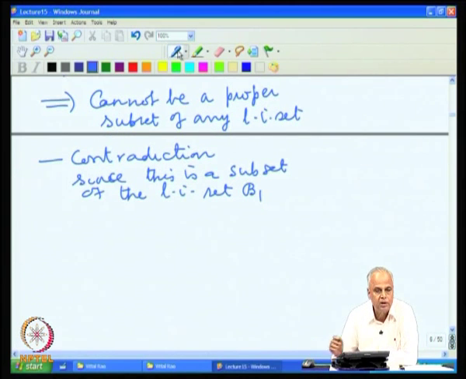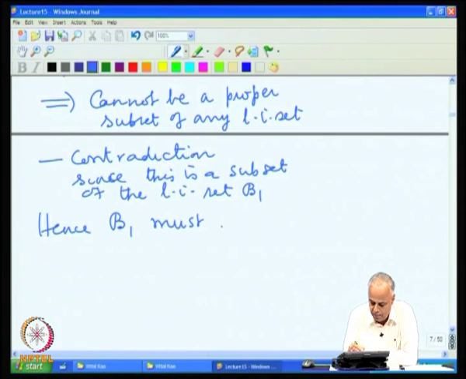Therefore, our starting supposition that B1 is linearly independent must be false. Hence, B1 must be linearly dependent.